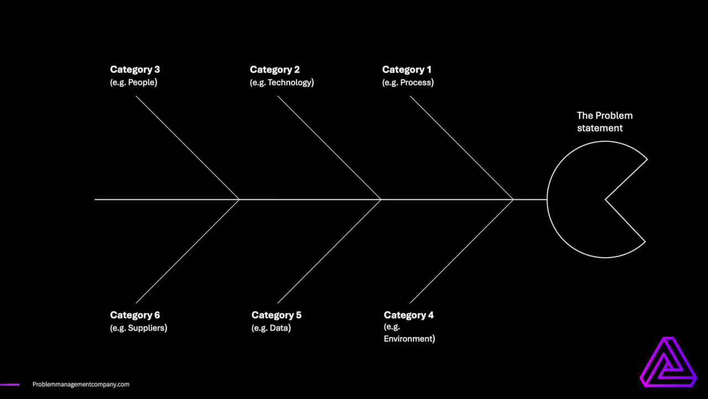Draw a horizontal arrow pointing to the right. This is the backbone of the fish. At the head of the fish, on the right side, write the problem statement. Identify the main categories of cause, for example, people, process, technology, environment, and draw diagonal lines extending from the backbone. These lines are the fishbones. Step 3. Brainstorm possible causes.